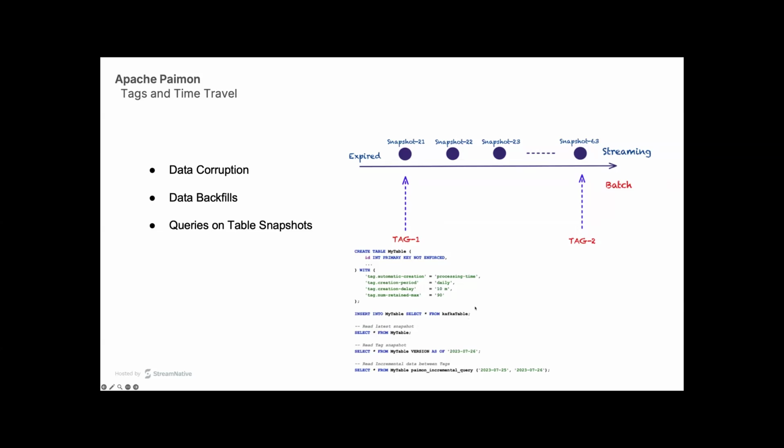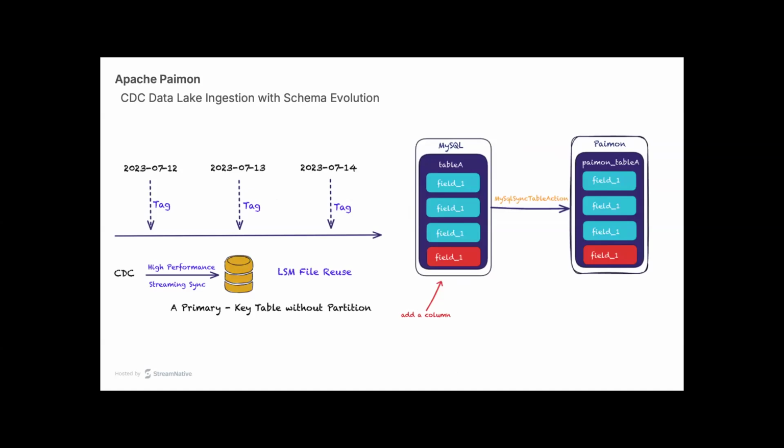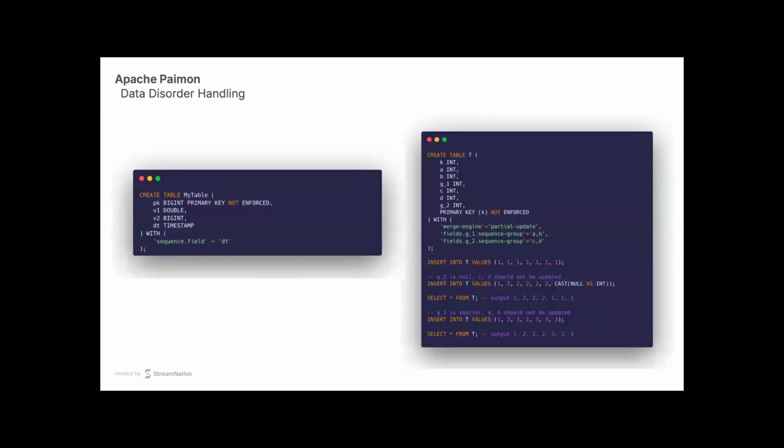The benefit of this is that it helps you do data backfills, and basically you can query the table snapshot at any point in time. So compared to Iceberg, it supports CDC lake ingestion with schema evolution out of the box. For example, if your data pipeline is already set up on MySQL and you need a new column, then that column will automatically be synced on Paimon without you needing to do anything. This schema evolution is also supported by Iceberg, so I think there is not too much difference here.